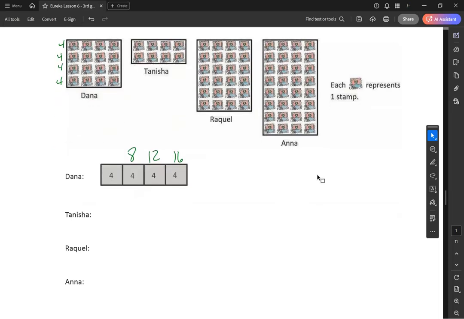Now we have to do the rest. So let's look at Tanisha. Tanisha, there's 4 and 4. So we need 2 of 4, because there's only 2 rows, right? So that would be 4, 8. Raquel, we have 1, 2, 3, 4, 5, 6.